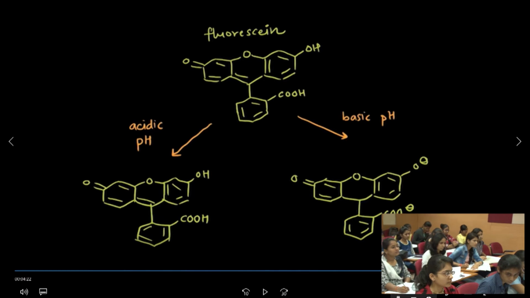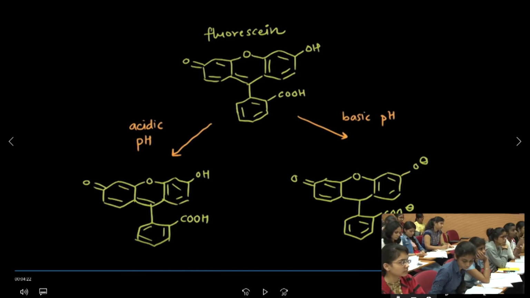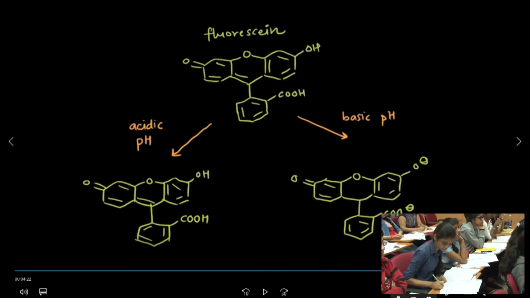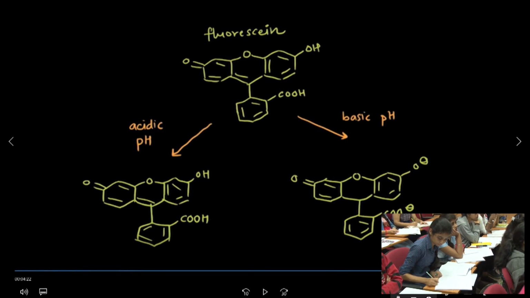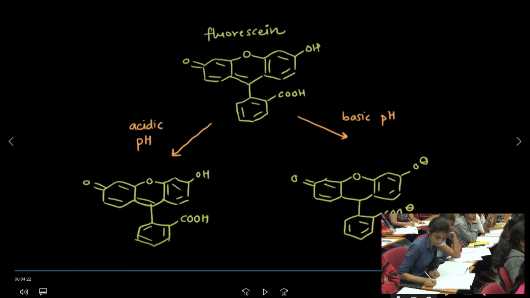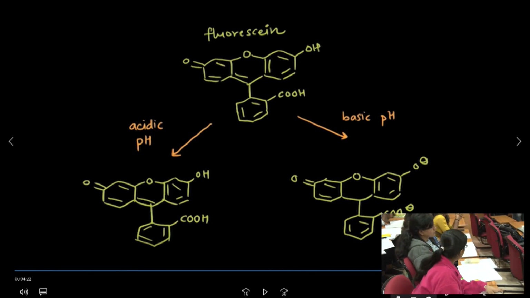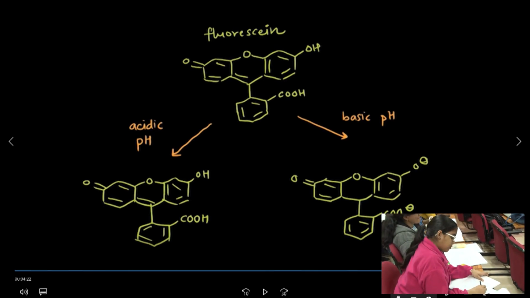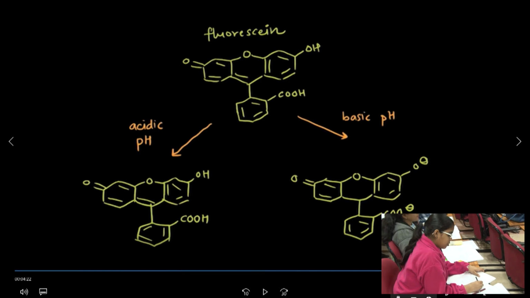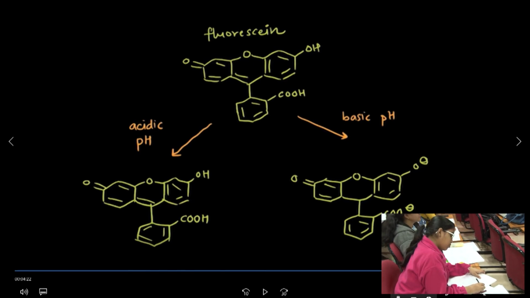But in the basic condition, you have two groups, OH and COOH, right, which the base is going to deprotonate and form an O minus here, right. Once you form this O minus, this oxygen's electrons are way more, it is easier for this oxygen to delocalize its electrons into the ring, right.